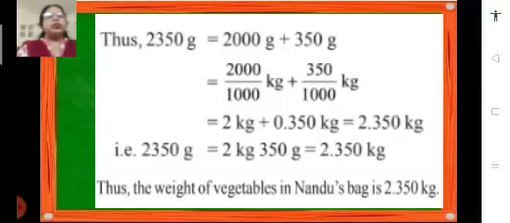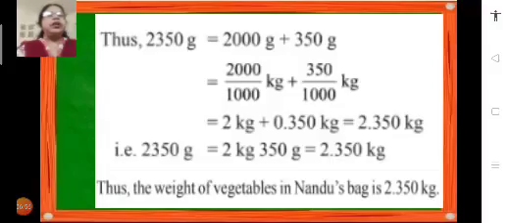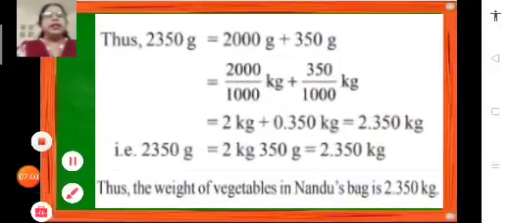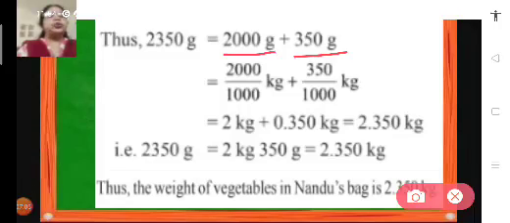We know that 1 gram is equal to 1 upon 1000 kilograms. So 2350 grams can be taken as 2000 grams plus 350 grams, isn't it? And 2000 grams is equal to 2 kilograms. Alright, and then 350 upon 1000 becomes 0.350 kilograms.